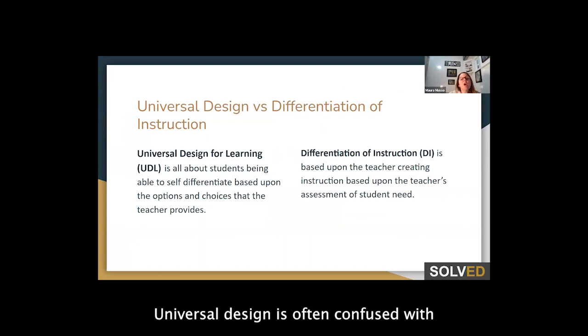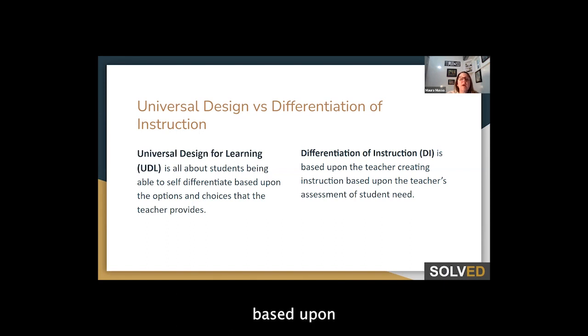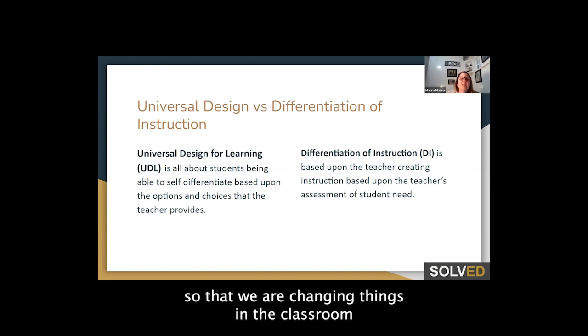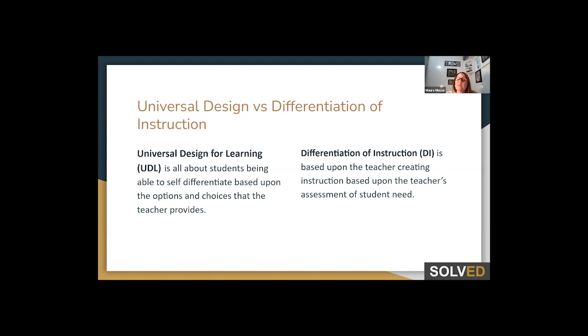Universal design is often confused with differentiation of instruction. And while these are similar, they are not the same thing. So when we think about universal design, we're thinking about all students being able to self-differentiate based upon giving them different options, given choices from their teacher, so that we are changing things in the classroom so that they can take what they need and apply it to their own learning.